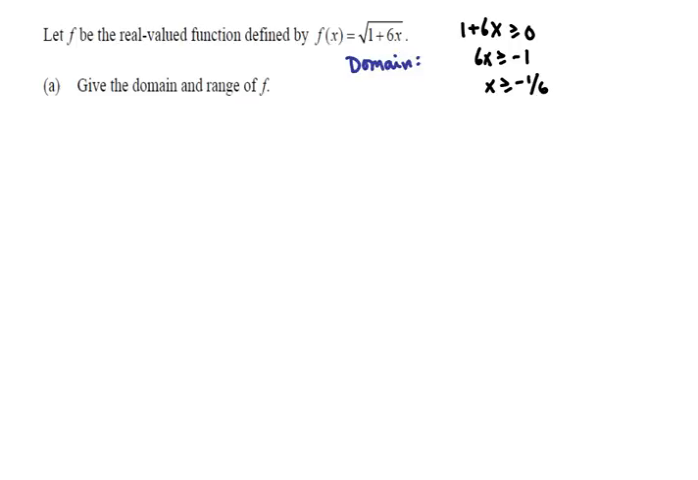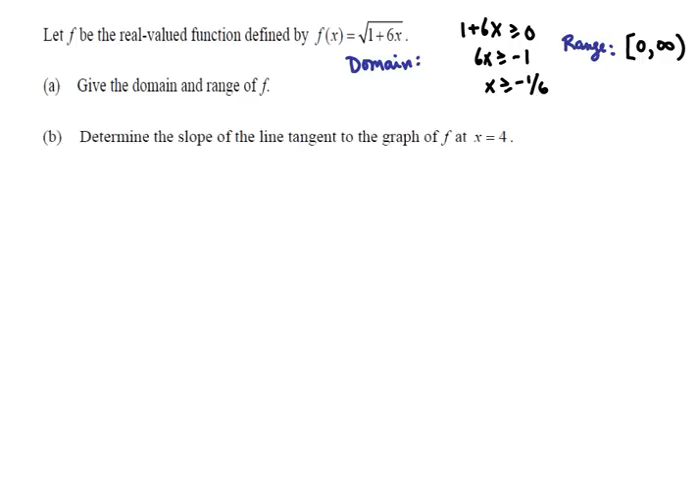For the range, if you recall that the square root of x, the parent function here, has a range that goes from 0 to positive infinity. And since we're not shifting this vertically at all, the range will remain 0 to positive infinity. And I'll write that in interval notation, although I could write it as y greater than or equal to 0.